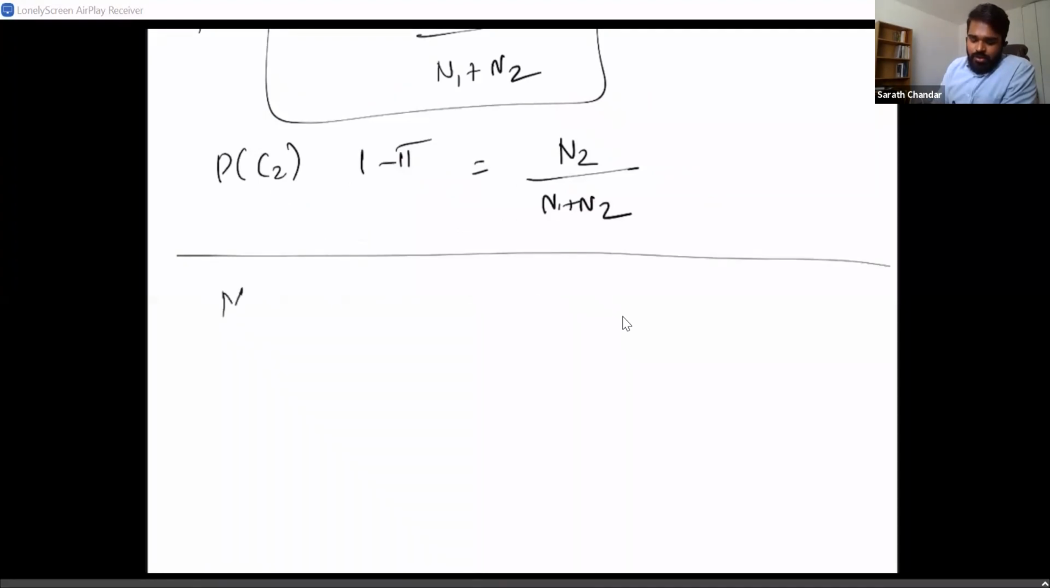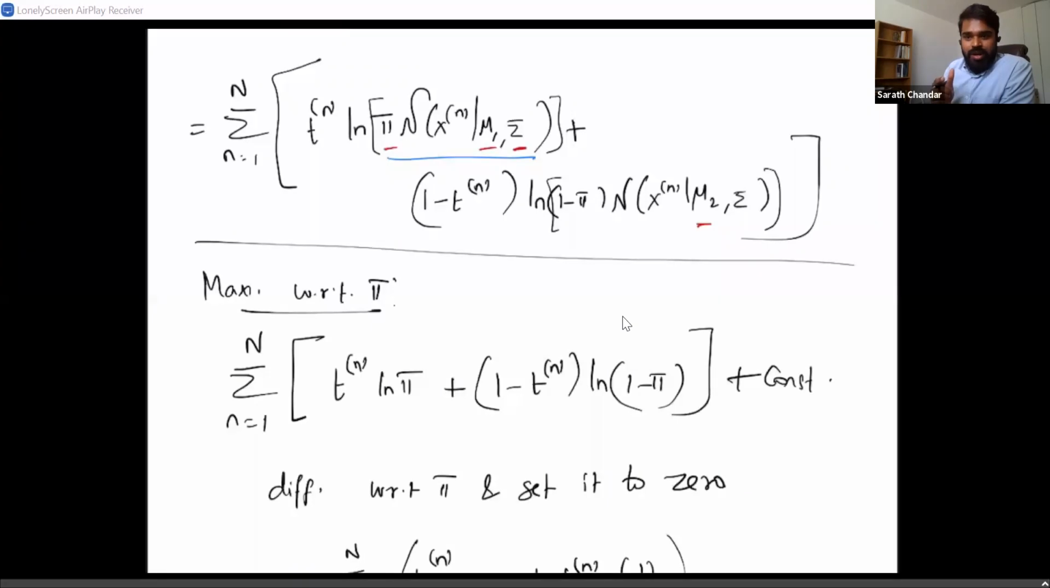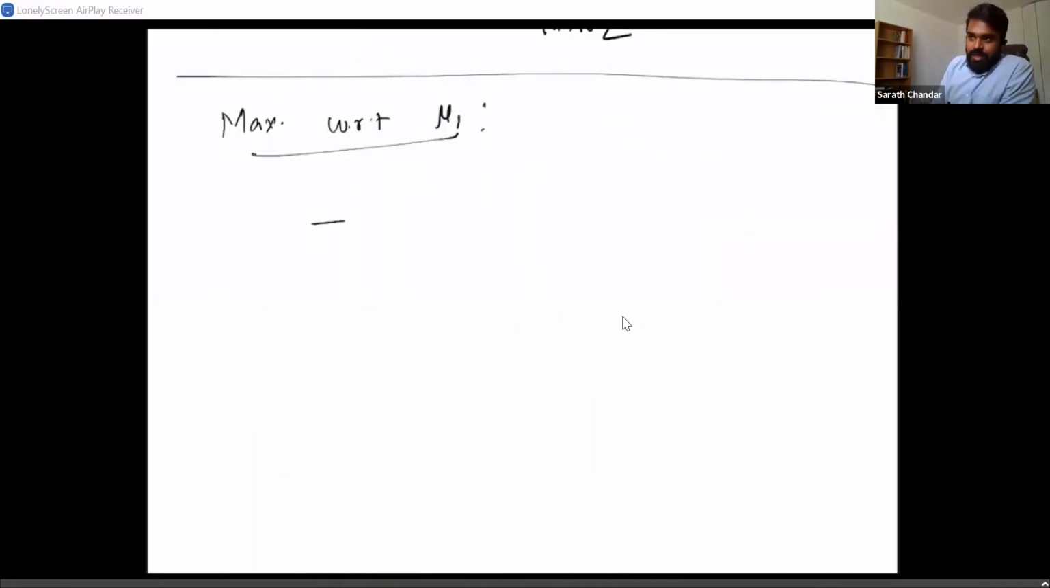Okay, so now let's do the maximization with respect to μ1. To do maximization with respect to μ1, let's go back to this equation. You see that μ1 exists only in the first term. The second term itself is constant, so you don't worry about the second term. Even in the first term, it can be split into ln π plus ln normal, and μ1 exists only in ln normal, right? So I can do a lot of simplifications, and it becomes summation over n equals 1 to N of t_n ln normal, plus everything else is constant.